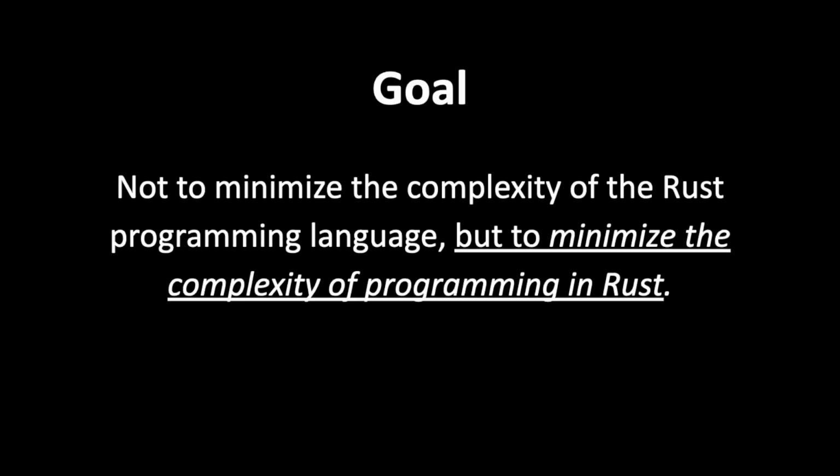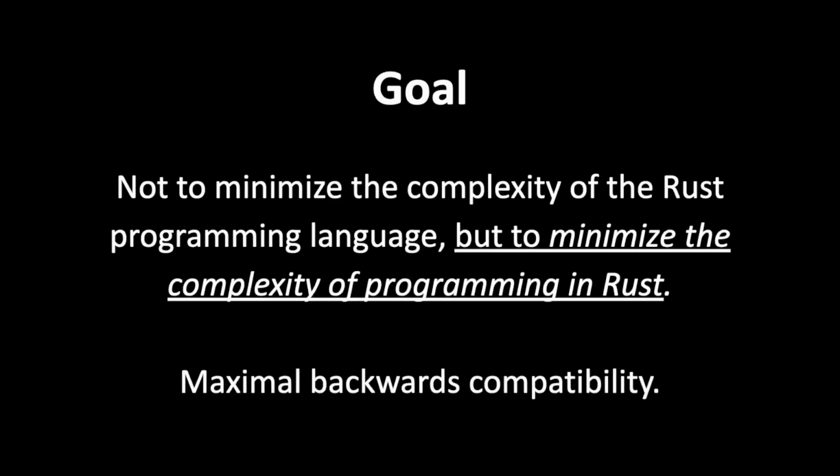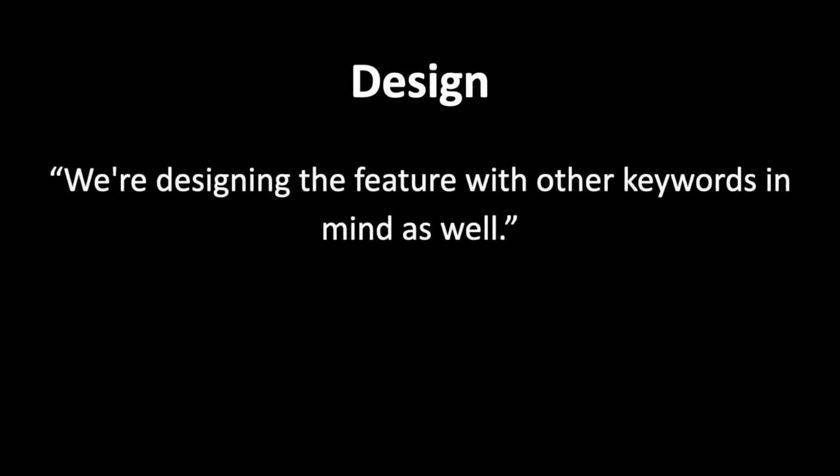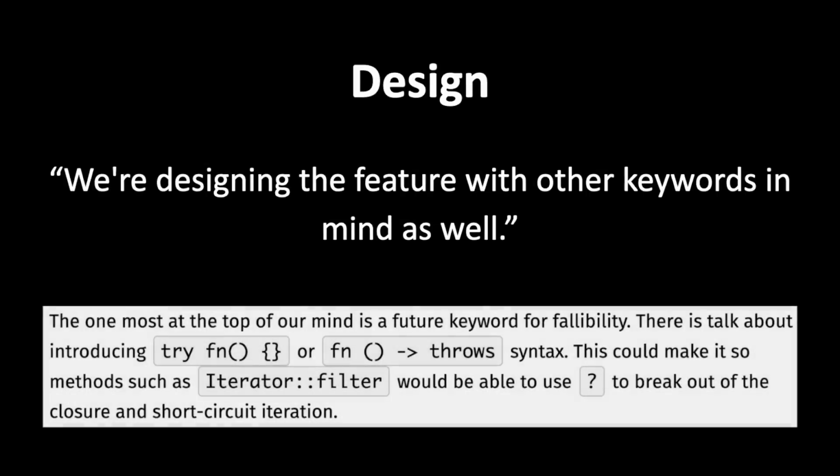Another aim of this initiative is maximal backwards compatibility. However, they did state that this is one of the hardest aspects of this feature. It's also worth noting that despite this video only talking about the async keyword, this feature is being designed with other keywords in mind as well. For example, there are thoughts about adding a keyword for failability in the future, with a couple options for syntax being talked about, such as adding try before the function signature or returning throws.